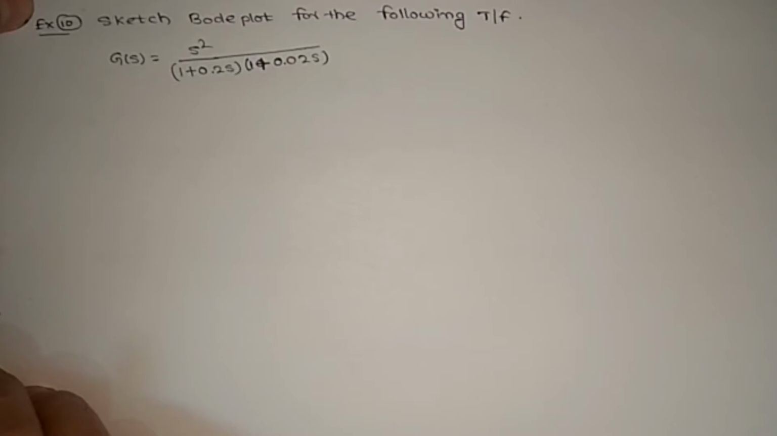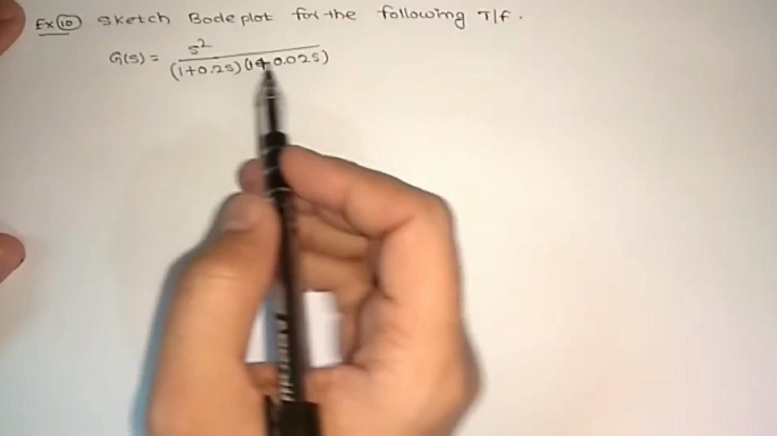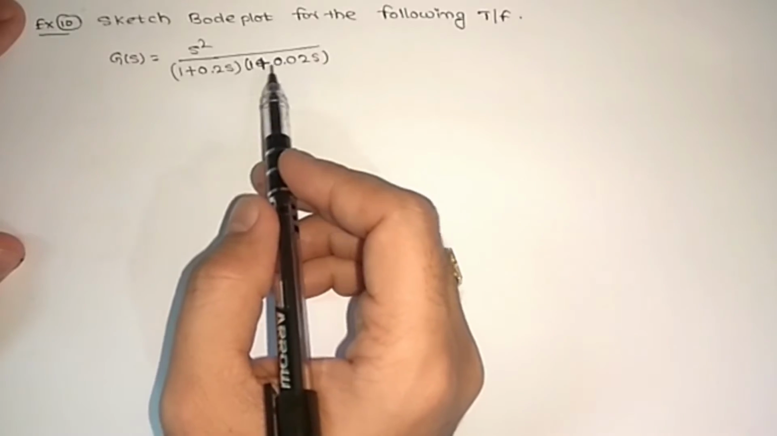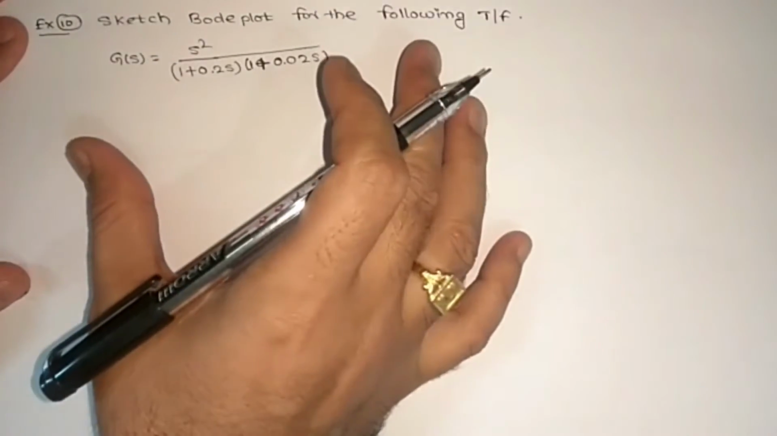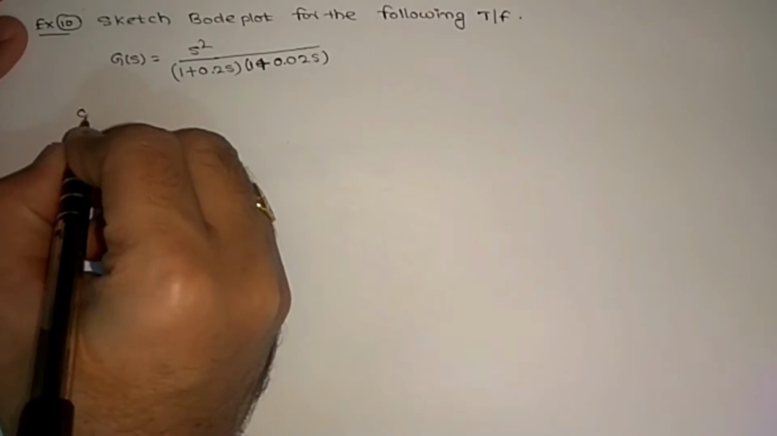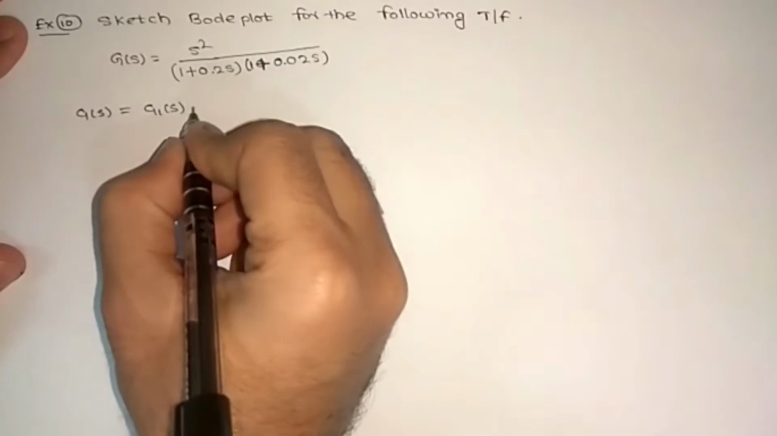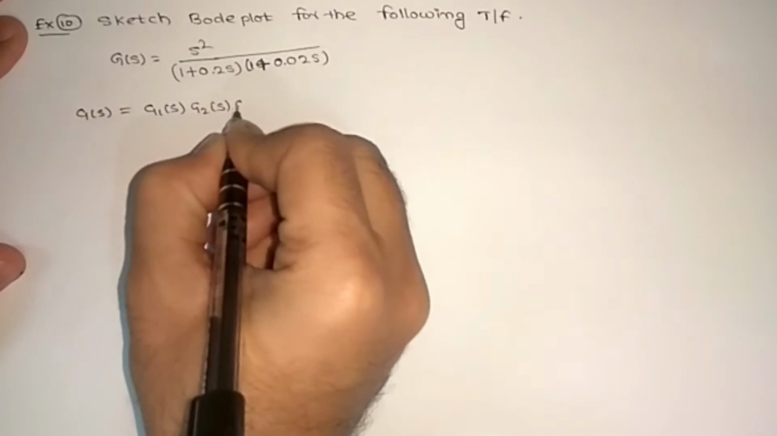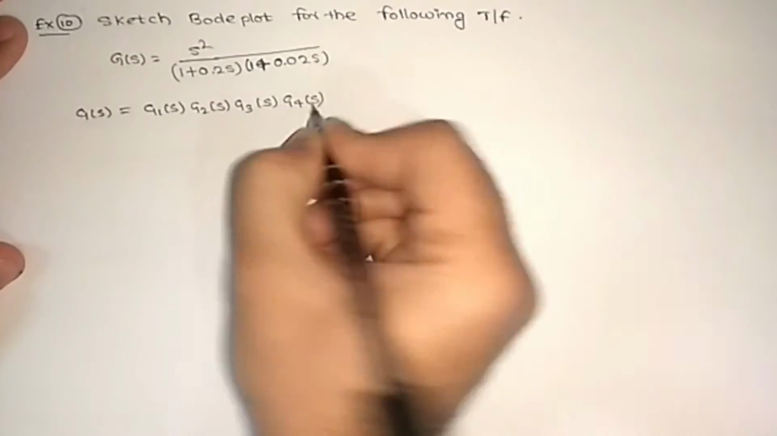Hi, let us see the 10th example on Bode plots. Here G(s) = s² / ((1 + 0.2s)(1 + 0.02s)) is given. So this problem I will split into 4 problems. Here, G(s) I will write as G1(s), G2(s), G3(s), G4(s).